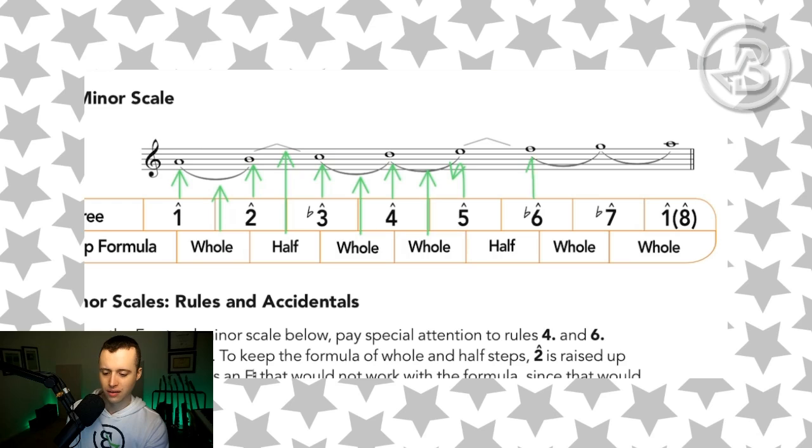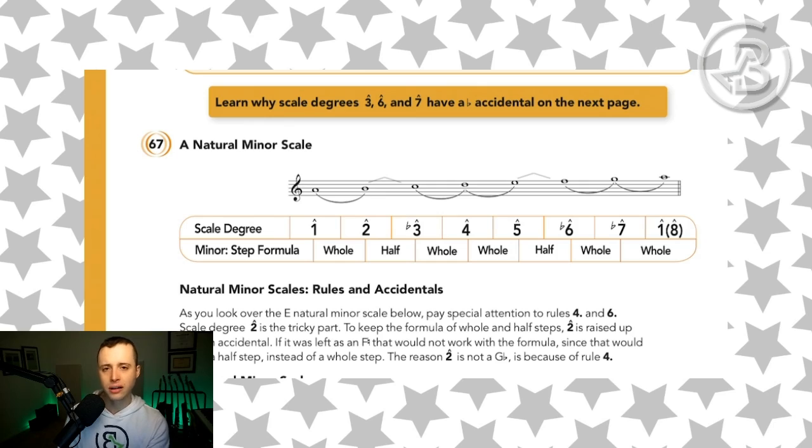Scale degree 5 to scale degree 6, there is a half step. Scale degree 6 to scale degree 7, there is a whole step. And between scale degree 7 and scale degree 8, there is a whole step. We can see that the minor step formula works basically the same way as the major step formula, just with a different series of whole and half steps. Now let's plug that in and make sure it's correct.